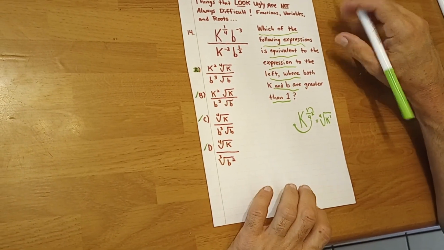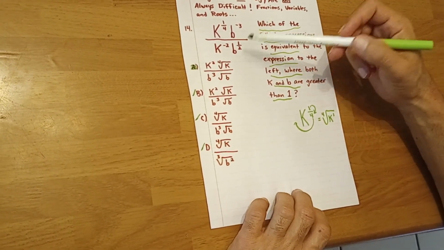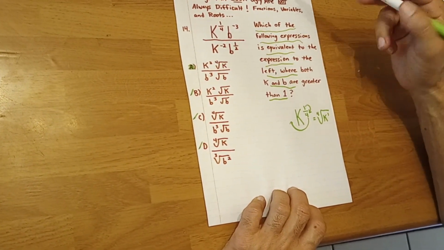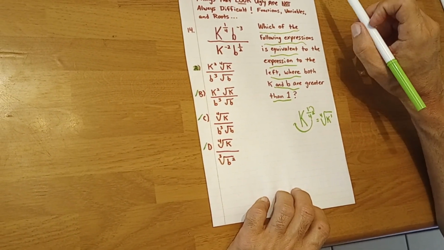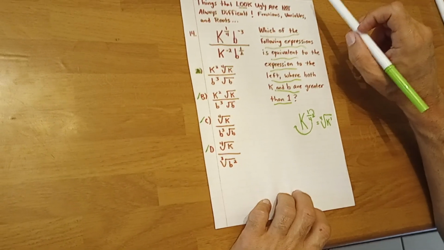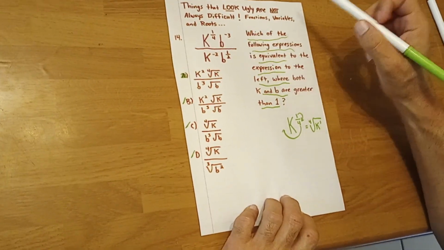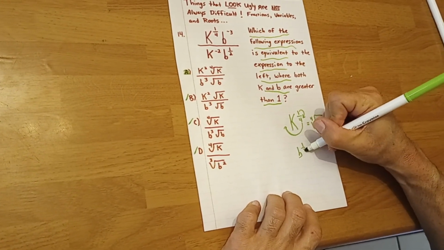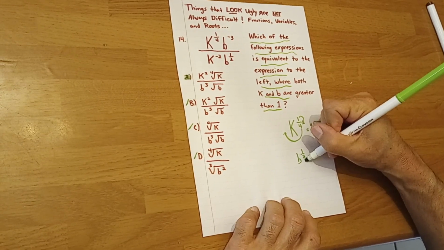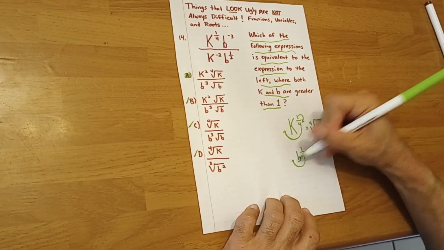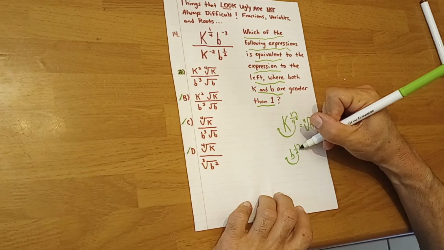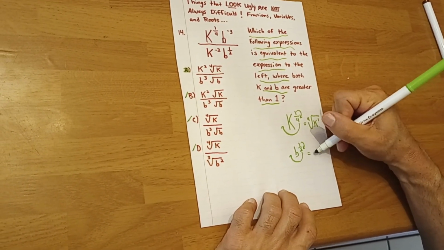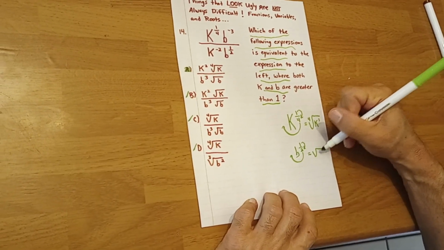Now, what if, hypothetically, there happened to be more than one answer that had k squared times the 4th root of k in the numerator? Well, then we would need to obviously handle the b's here. And once again, if we have b to the 1/2, the denominator rotates up and becomes the root, the numerator rotates down and becomes the exponent. So this would be the square root of b to the 1st.